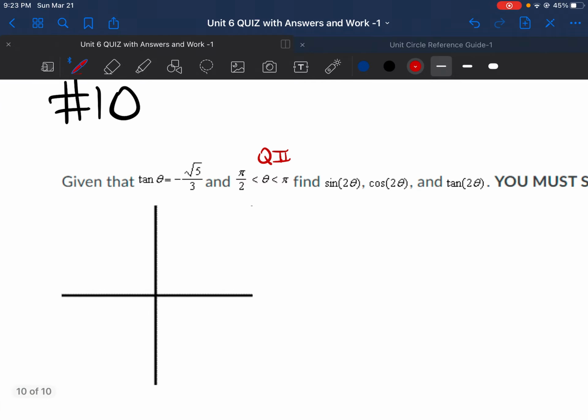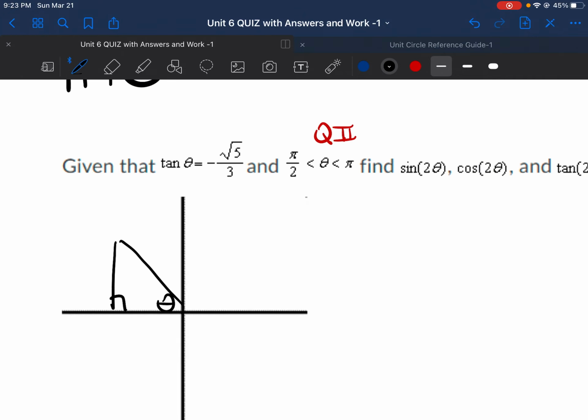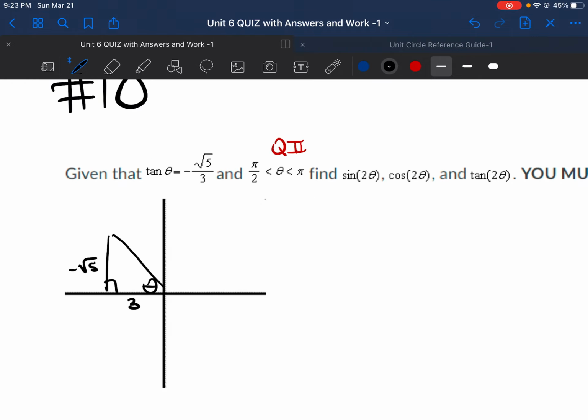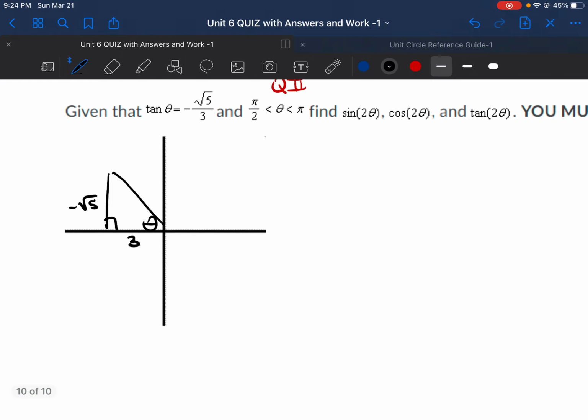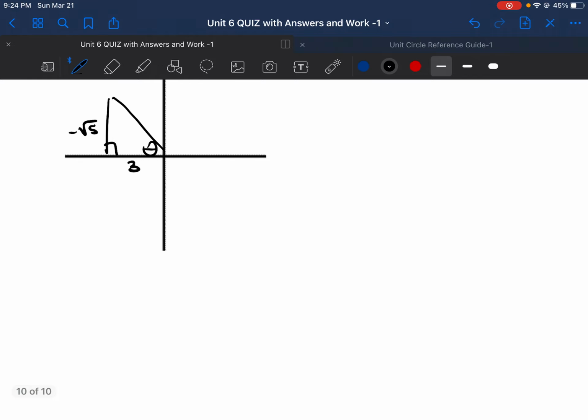So quadrant 2, let's go ahead and set up our triangle. We have this nice little coordinate axis right here. So here's theta coming out from the origin. We're told that the tangent of theta is negative square root of 5 over 3. So tangent, that's opposite over adjacent. With all these calculations, we're going to need to go ahead and find the hypotenuse. So let's find the hypotenuse.